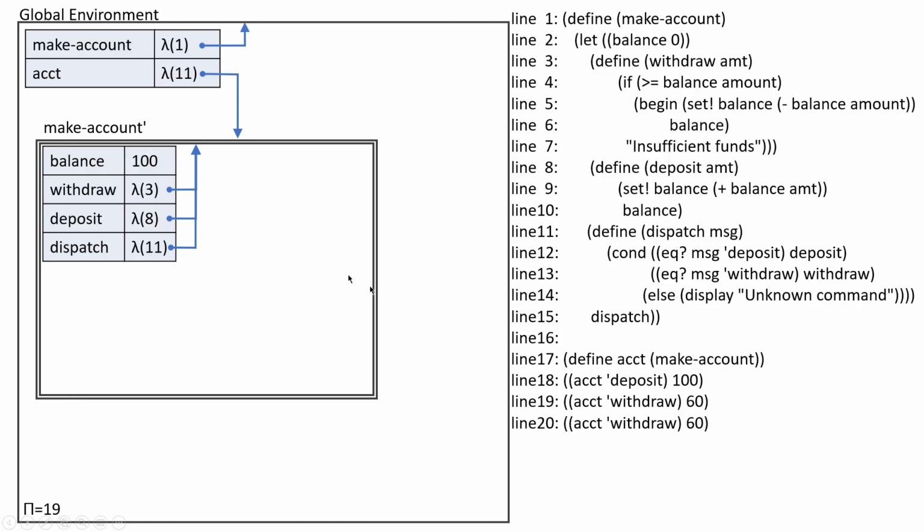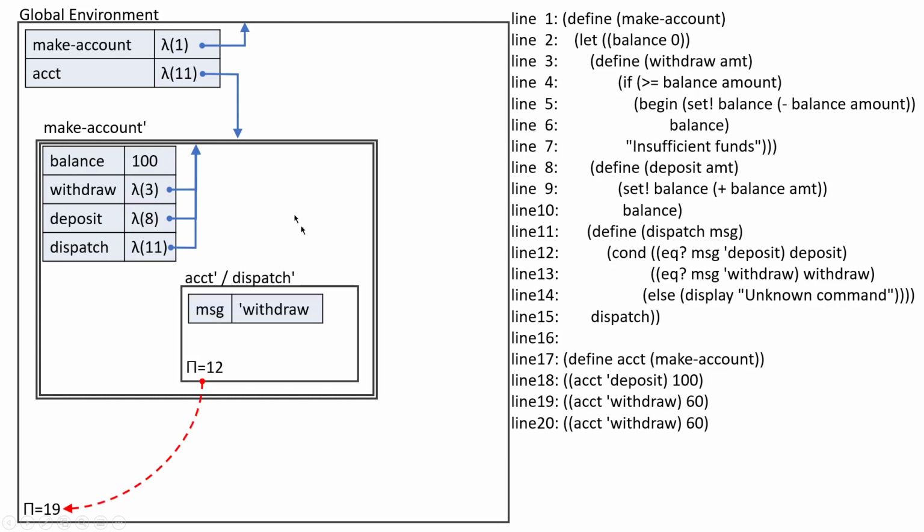Now again, this account refers to the dispatch function, so what happens first is we get a dispatch, and then we have withdraw. Oh, I did it again. So this also should be a double prime, not a single prime. Call that a typo. All right, so account withdraw with the value 60. We haven't gotten to that part yet.